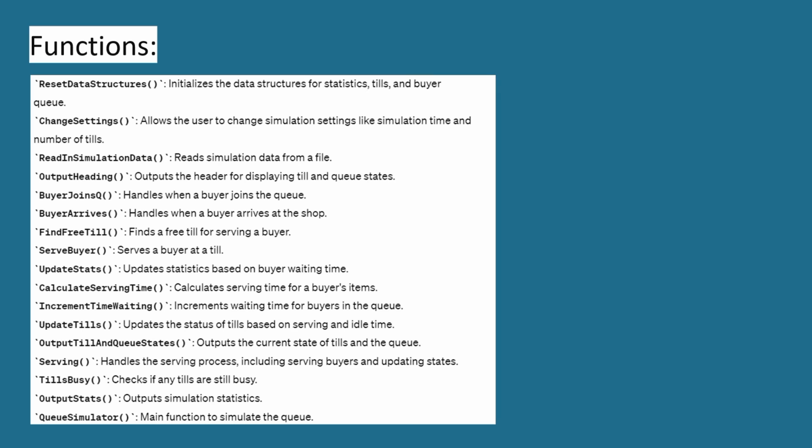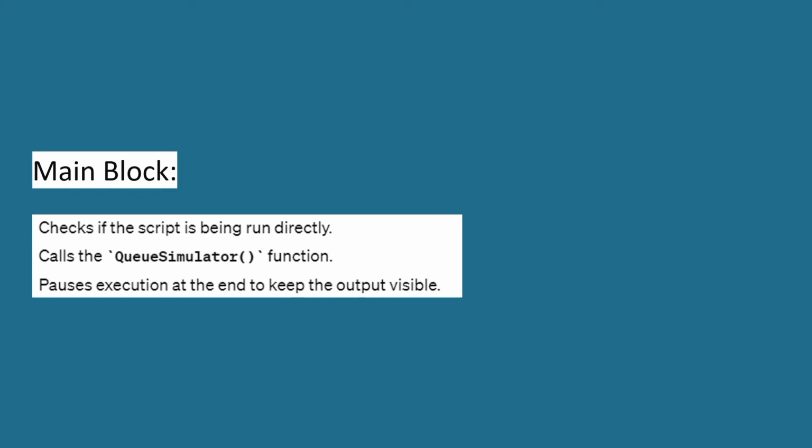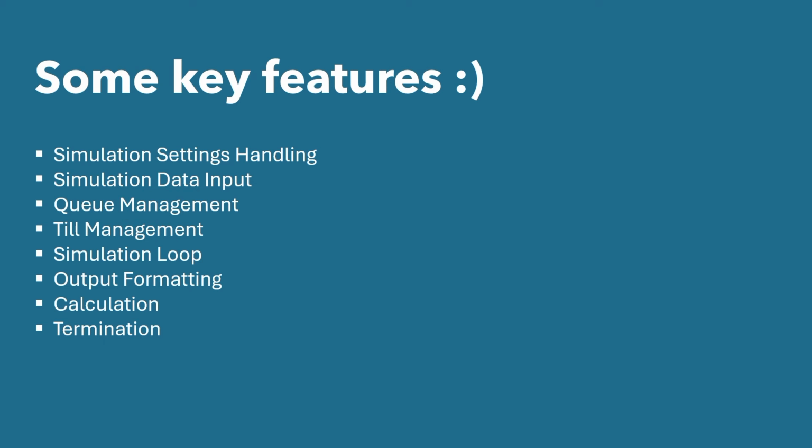Queue stimulator is the main function which actually stimulates our queue. So the main function checks if the code is being run directly, and then it calls the queue stimulator function, which pauses the execution at the end to keep the output visible. So here are some key features of the program.